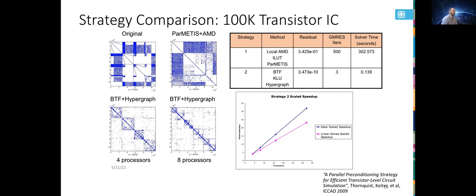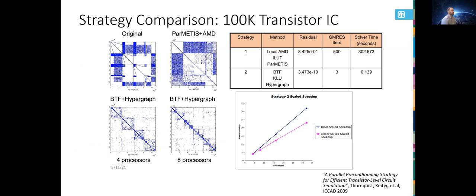The strategy 1 that I showed in the first slide, which is essentially what happens when you apply a PDE preconditioner to a circuit, had a lot of trouble. It took 500 GMRES iterations to solve, and basically took 5 minutes or so. But using this BTF approach, it took about a tenth of a second. So pretty significant improvement. And basically, the first method didn't converge at all. So we really thought we'd done something really cool here. We can solve circuits now. But it turned out that wasn't always true.